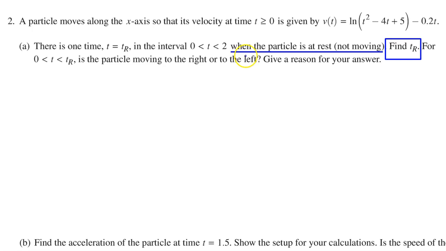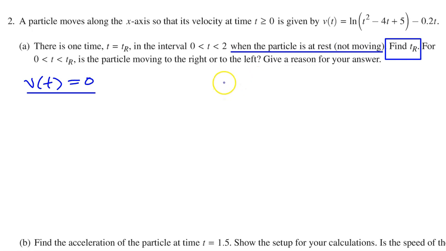This problem has two parts to it. The first part is to find time t_r when the particle is at rest. That means when v of t is equal to 0. This problem is calculator active, so let's enter v of t as y2 in the graphing calculator and use that to find where v of t is equal to 0.